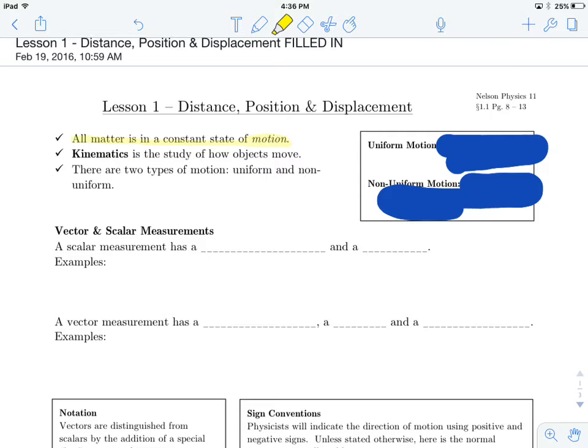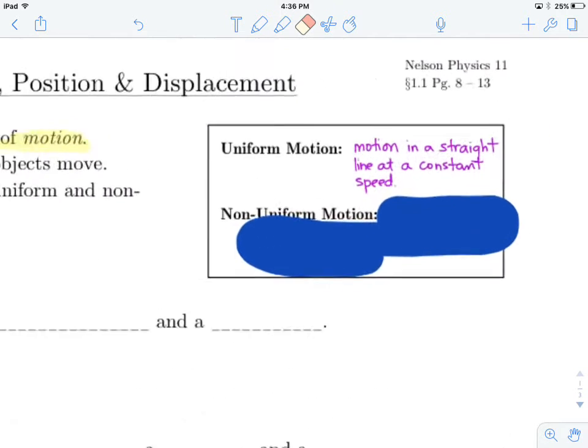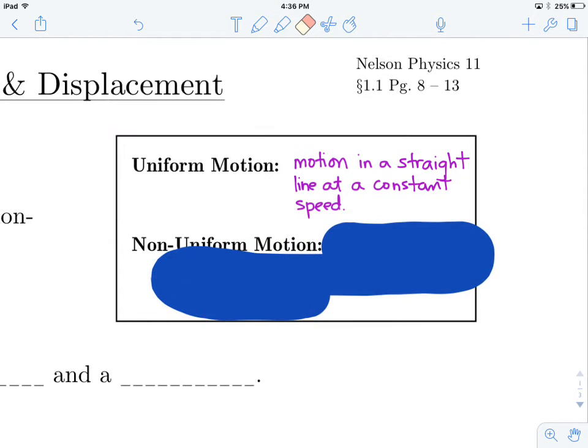And we're going to see as we go through here, there's two types of motion. There's uniform motion and there's non-uniform motion. So a couple definitions to get us started. First up is uniform motion, which is motion in a straight line at a constant speed. An example of this would be a car going in a straight line on cruise control on a road. So not up and down, not side to side, one direction and at a constant speed.